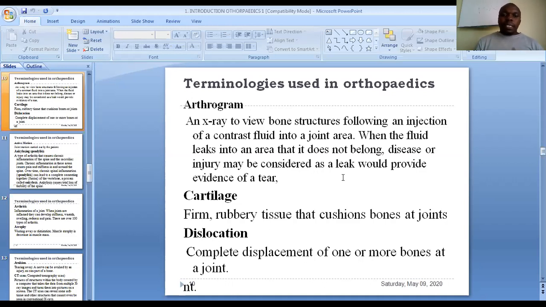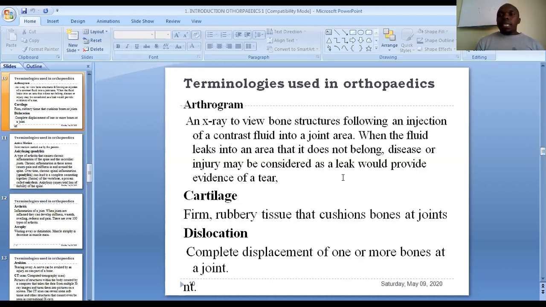The other terminology to look at is a cartilage. This is simply a firm rubbery tissue that cushions bones at joints. If you remember, if you go through your anatomy of the bones, there is somewhere you discussed almost the three types of cartilages, where you looked at the hyaline cartilage and the fibrocartilage and the other cartilage that you looked at. So now we are defining what a cartilage is. The other terminology to look at is dislocation. What is this? It is a complete displacement of one or more bones at a joint.